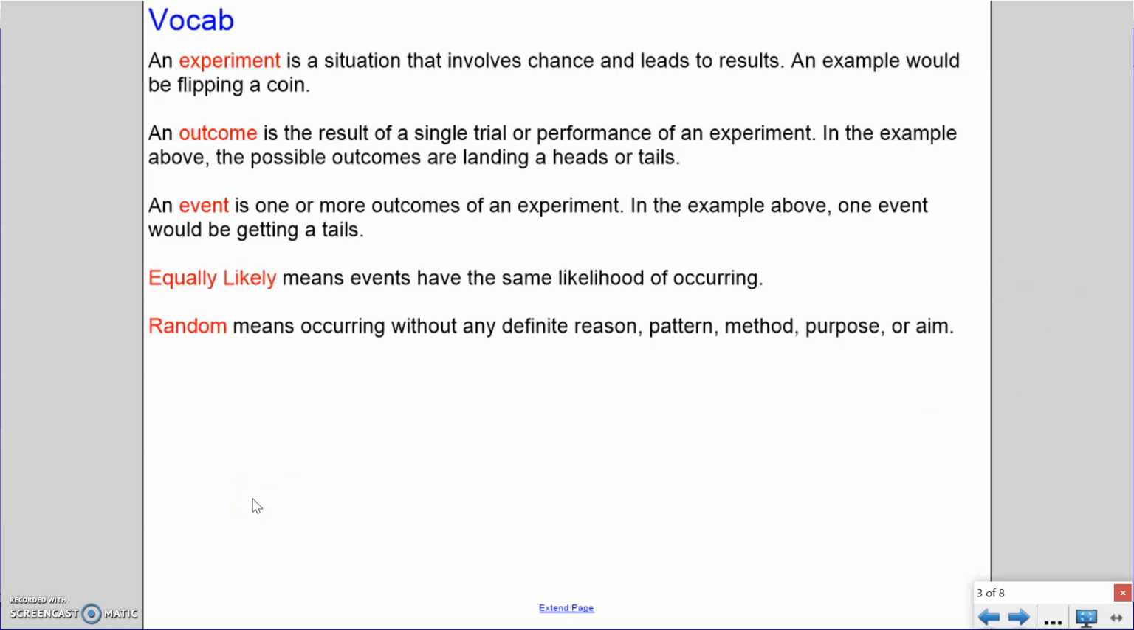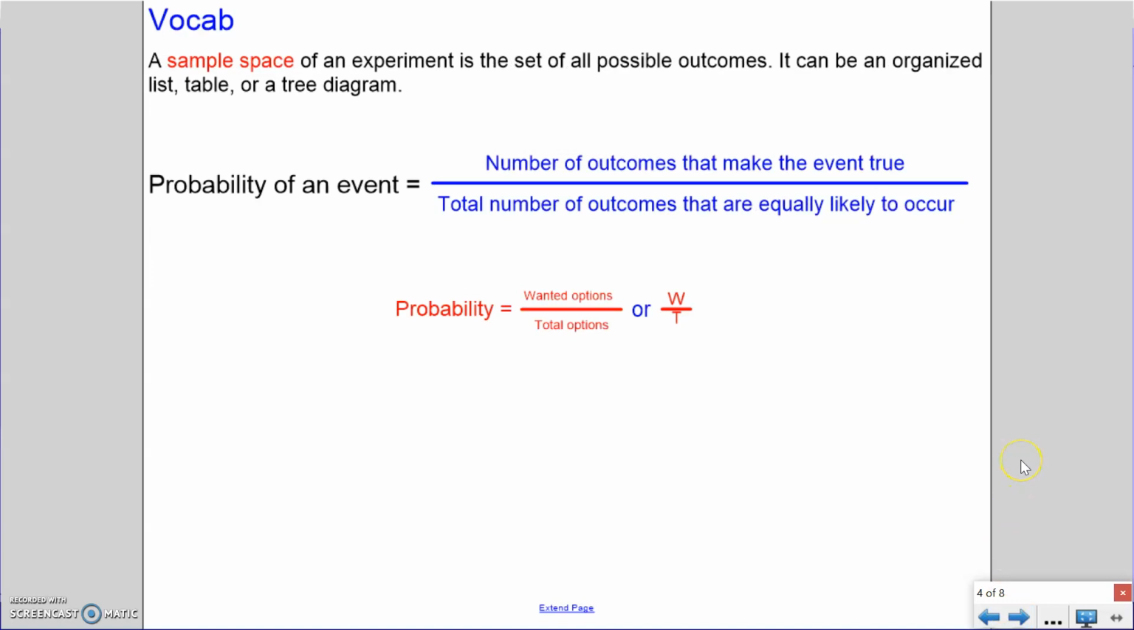Equally likely means all events have the same likelihood of occurring. And random means occurring without any definite reason, pattern, method, purpose, or aim. It's basically unpredictable. A little more vocabulary. A sample space of an experiment is a set of all possible outcomes. It can be organized in a list, table, or tree diagram.